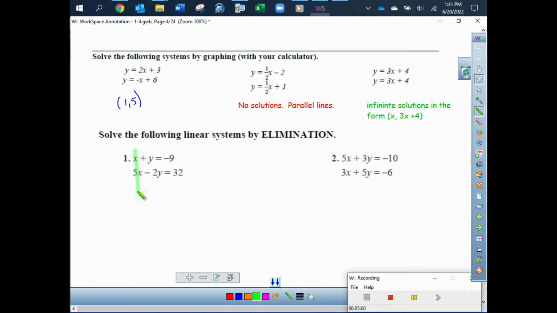That's where x's are on top of each other, y's are on top of each other, equal signs are on top of each other, and your constants are on top of each other. And you try to do a little math magic to where something cancels out. So as you can see here, I think it would be easiest to cancel the y's. Like if this is a negative 2y, wouldn't we love for this guy right here to become a positive 2y?